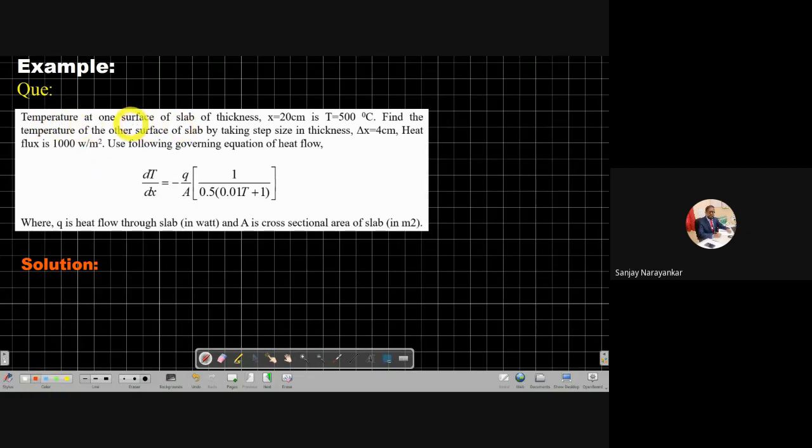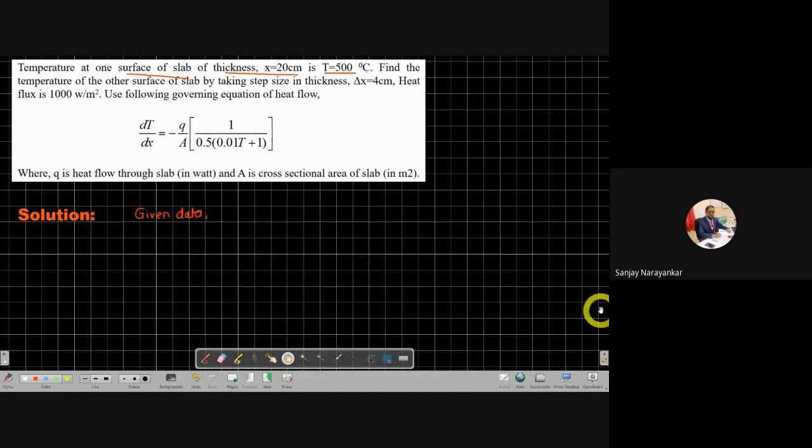The temperature at one surface of a slab of thickness 20 centimeter is 500 degrees Celsius. In heat and mass transfer, you might have solved this kind of numerical, right? Where we have, let's write the given data. In the given data, you have to understand the problem.